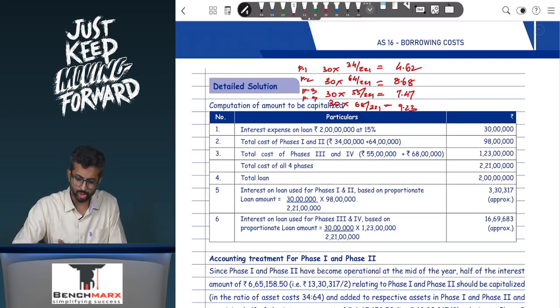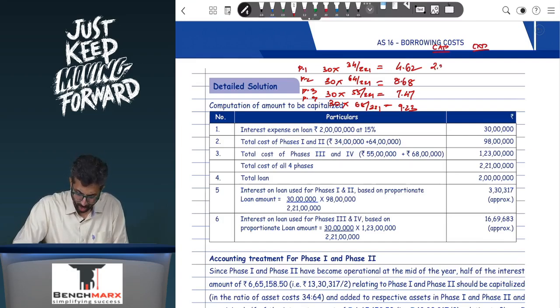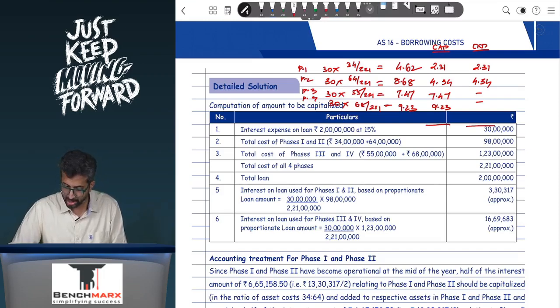Now the question asks you how much should be capitalized. Well, the capitalization and expensing to P&L for the first project for 6 months, that is 2.31 will be capitalized and 2.31 will be expensed. For the second phase, 4.34 will be capitalized, 4.34 will also be expensed, but for the third and the fourth phase, nothing will be expensed. The entire 7.47 will be capitalized, 9.23 will be capitalized. So over here, 2.31 plus 4.34, this is around 6.65 which you will expense, plus 7.47 plus 9.23, 23.35 you will capitalize. So this is your total 30.